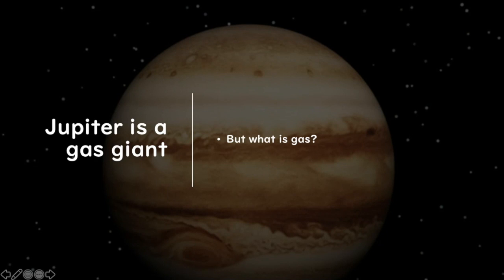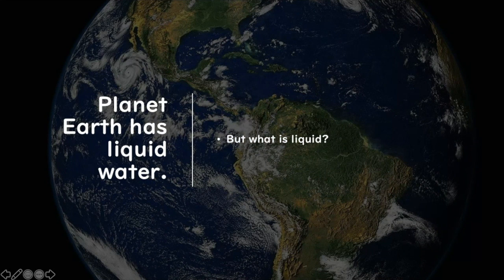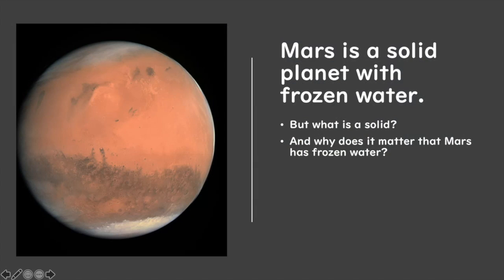Jupiter is a gas giant. But what is a gas? Planet Earth has liquid water. But what is liquid? Mars is a solid planet with frozen water. But what is a solid? And why does it matter that Mars has frozen water?